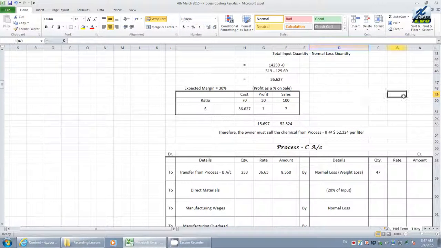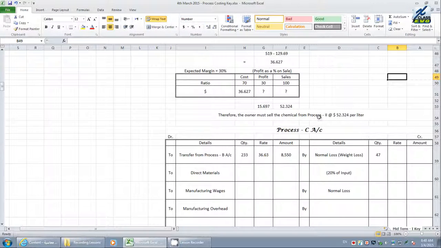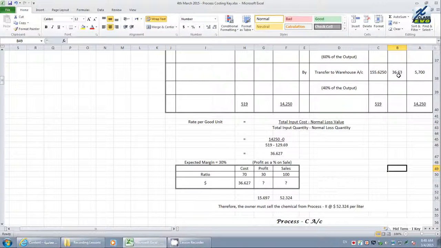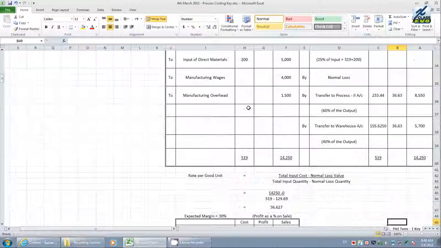Therefore, what is the value to sell in the market? The process output, how much quantum do you know? The quantum is nothing but 155 liters to be sold. And the cost value is 36.63. You have to sell in the market at 52.324 to earn a margin of 30%. This is the end of process 2.